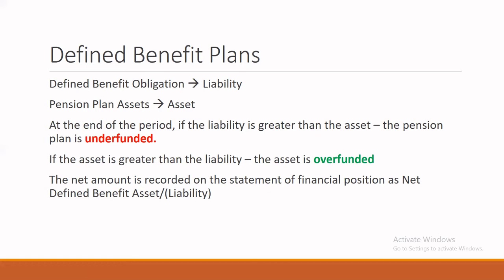At the end of the period, if the liability is greater than the asset, then it means your pension plan is underfunded. It means you don't have enough money in your fund. If the asset is greater than the liability, then your pension plan is overfunded, which means you have more money in the pension fund than you need to have in there. Right? Usually what happens is that in reality, pension plans are usually underfunded rather than overfunded.